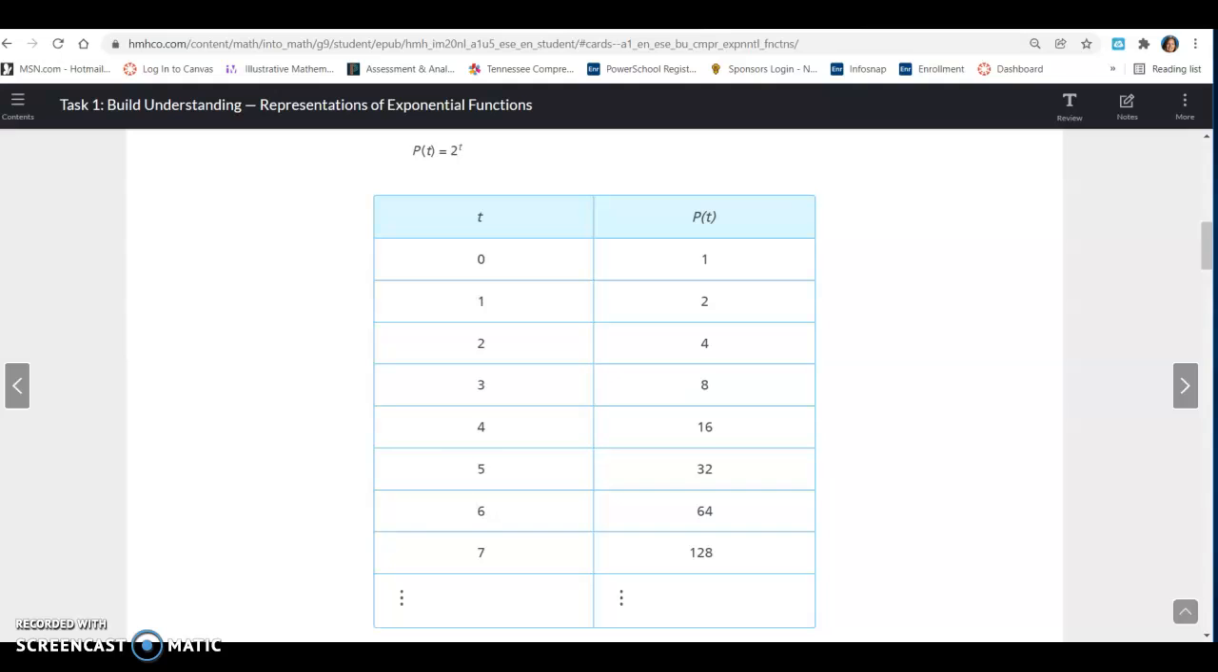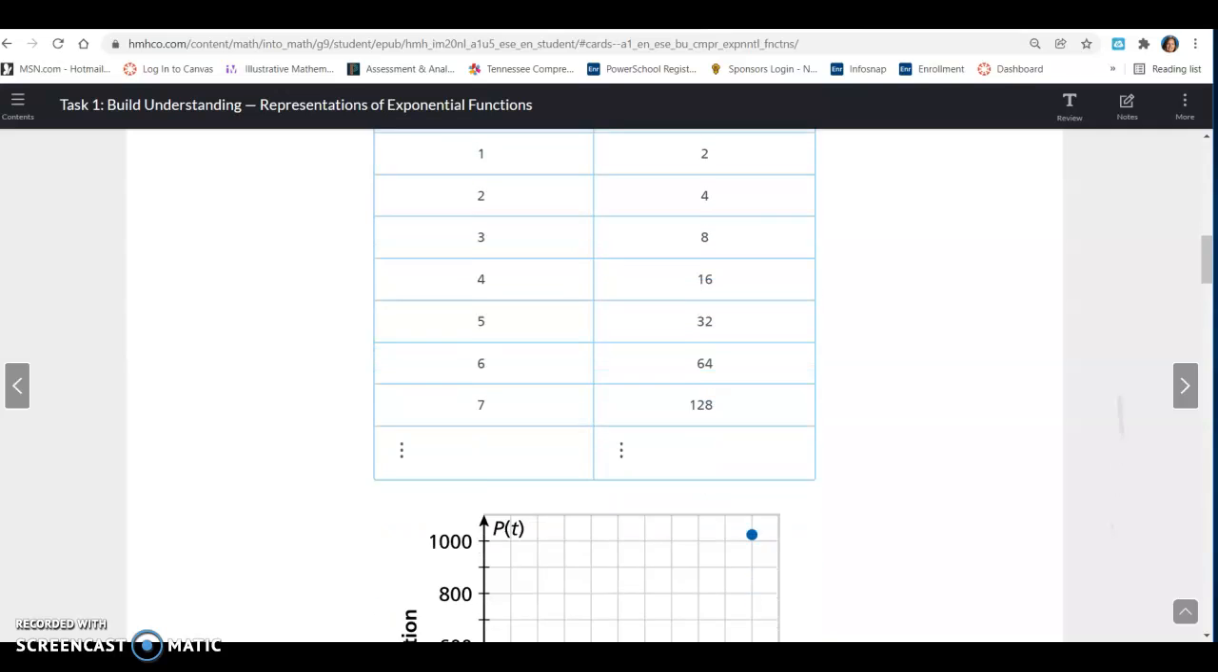All right, so if you take the table, you can take values for t or x. Normally it's x, but we're using t for time. And we're going to say 0, 1, 2, 3, etc. Okay, so this is the number of days that we're going to evaluate this function for. Remember, anything to the 0 power is 1, 2 to the first power is 2, 2 squared is 4, 2 to the third is 8, 2 to the fourth, 16, and so on.